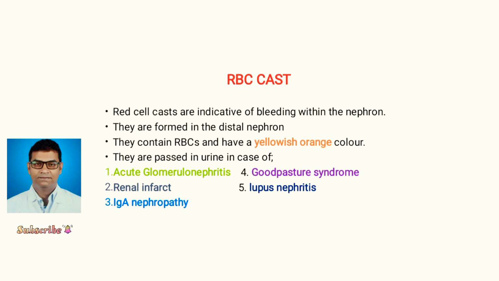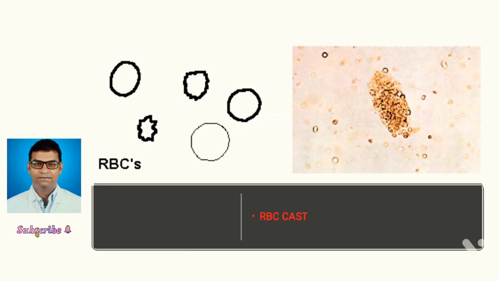yellowish orange color. They are passed into the urine in conditions like lupus nephritis, IgA nephropathy, renal infarct, acute glomerulonephritis, and Goodpasture syndrome. This is a picture showing the red blood cell cast, how they are seen in a urine sample. You can appreciate the yellowish color and the round cells forming the cast.